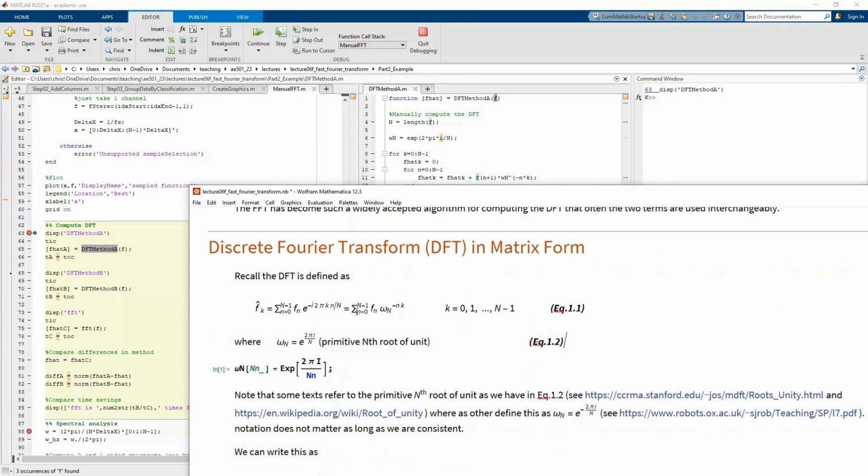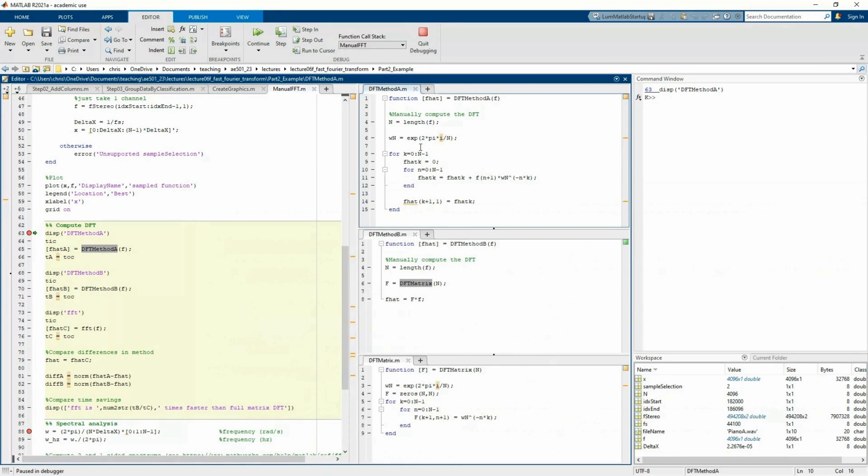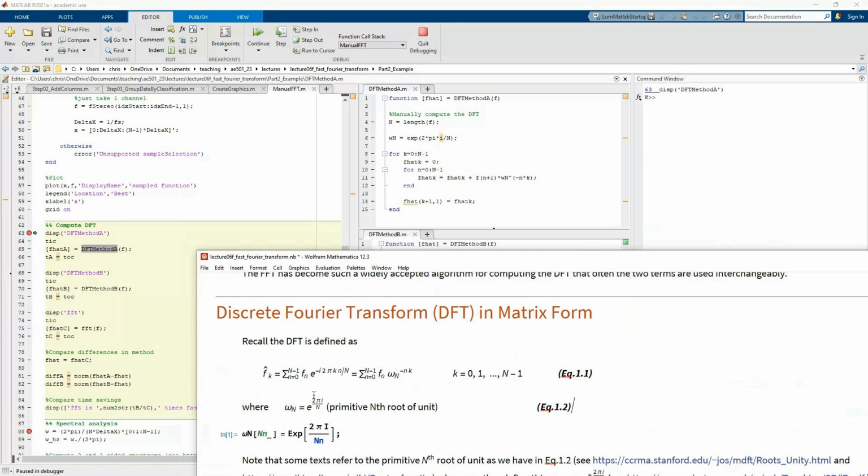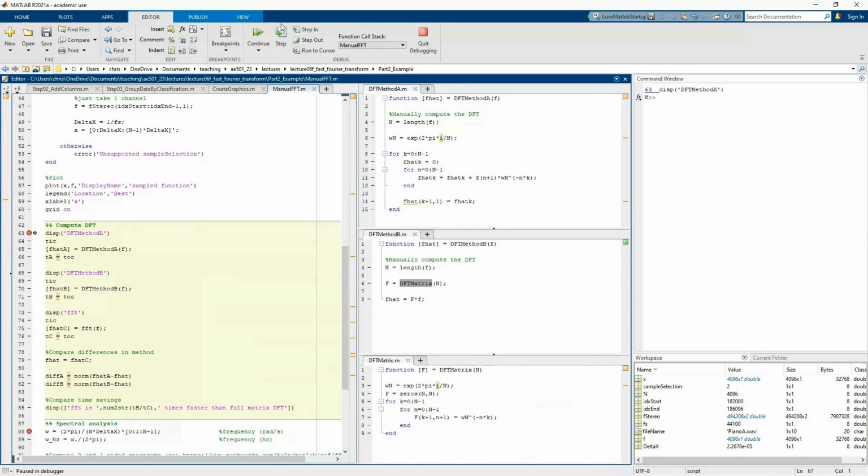You can just write this sum up yourself as 2 for loops. Let me move this out of the way so you can see. Here's the math, and then here is the implementation. And again, it's really darn simple. As soon as you know how many samples you have, compute your primitive nth root of unity, then loop through, raising that to the appropriate power and multiplying by the sample weight. So this is pretty much an implementation of that. That's method A.